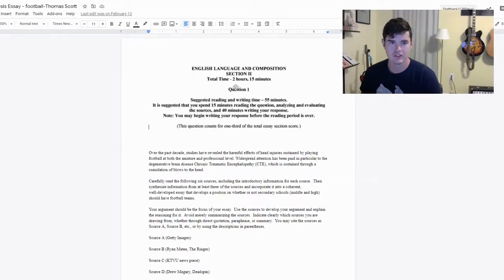And here we have a model synthesis prompt. This is one I created at an AP workshop a couple years ago. And I'm giving this as a sample because I have a sample essay response to this prompt that we're going to be looking at a little later in this lesson. But I just straight up copied this part.